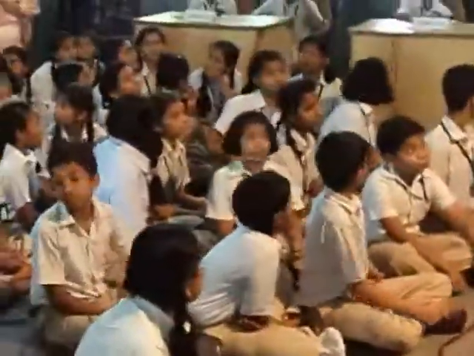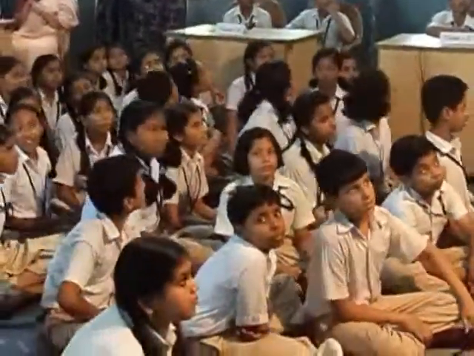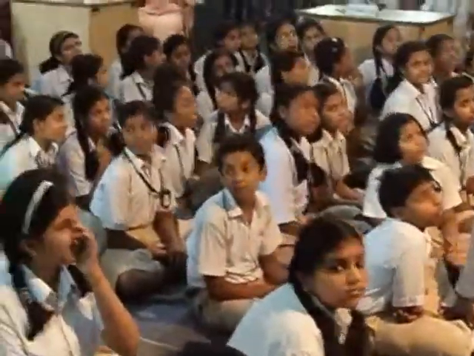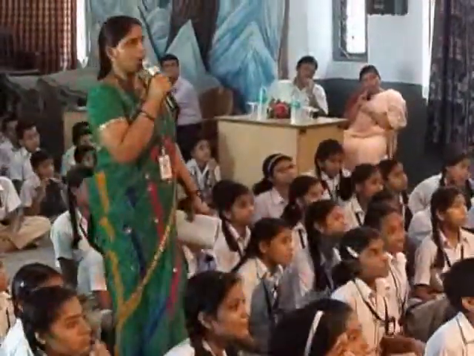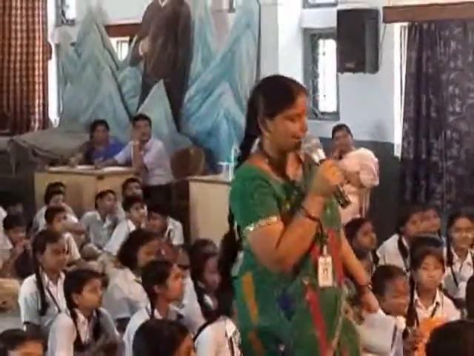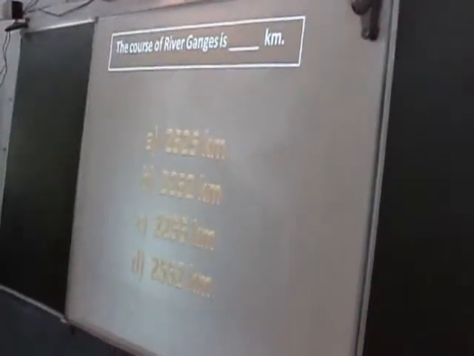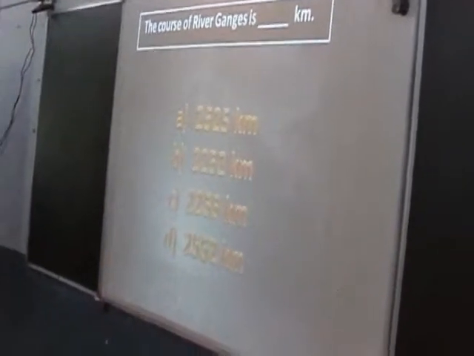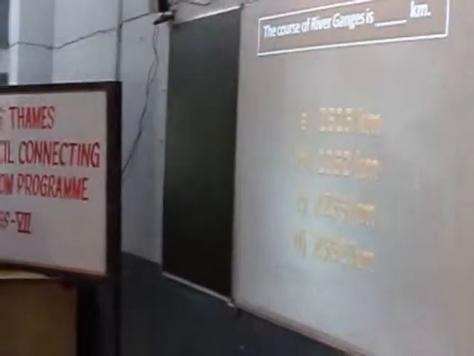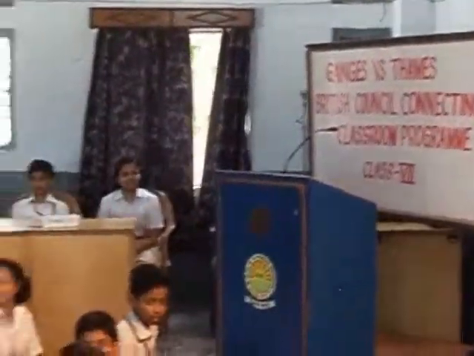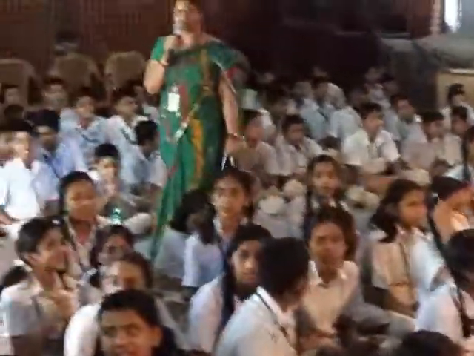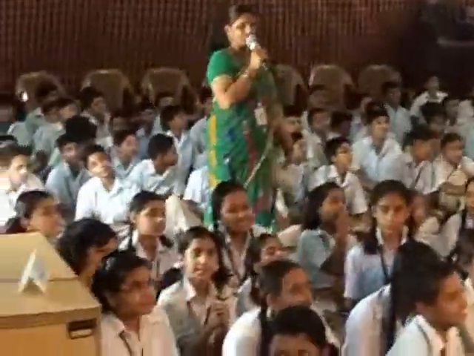Next question, please, is for Team C. The course of river Ganges is dash kilometers, and the options are 2525 kilometers, 2252 kilometers, 2255 kilometers, 552 kilometers. And A. 2525 kilometers. Excellent answer. Team C gets 5 marks. Coming to Team D, next question please.